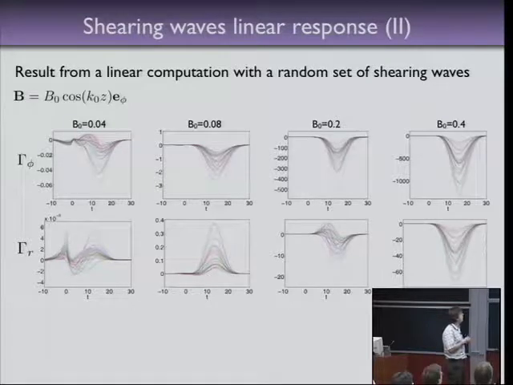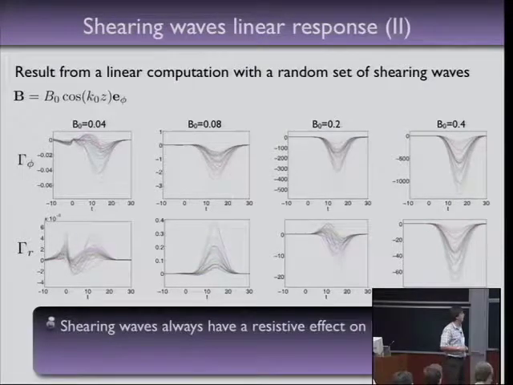The first line is gamma phi, and I have varied the large scale field amplitude. And you see that gamma phi is always negative, whatever is the large scale field amplitude, which means that the Shearing waves have always a resistive effect, as we have seen in numerical simulation. So first thing, this linear analysis tells you that you will have a resistive effect on b phi.